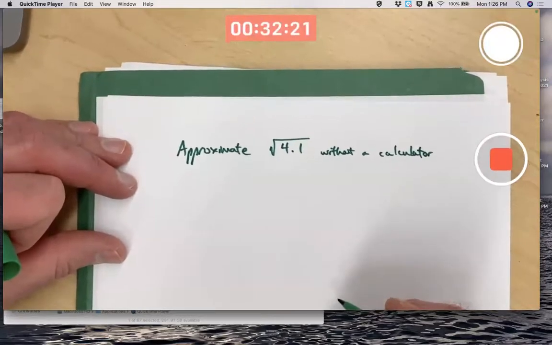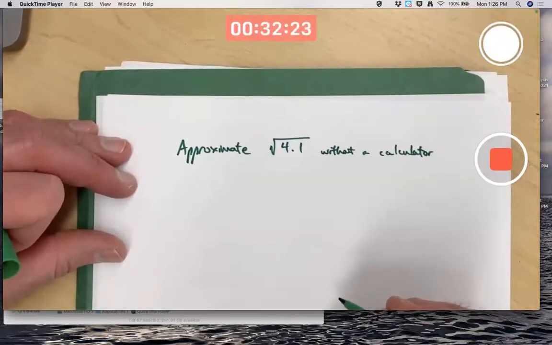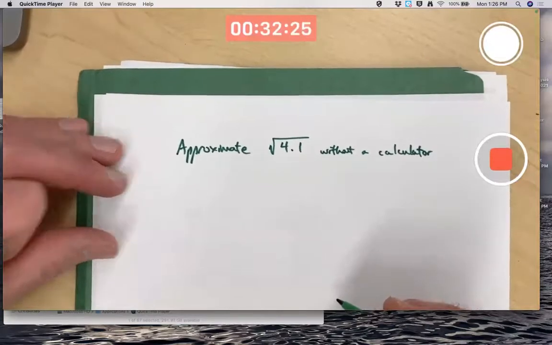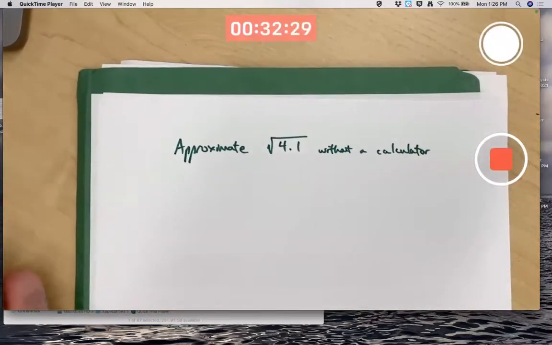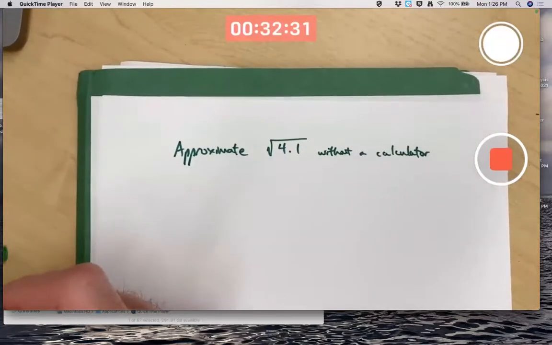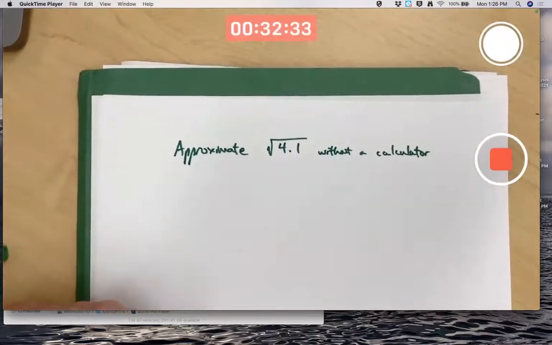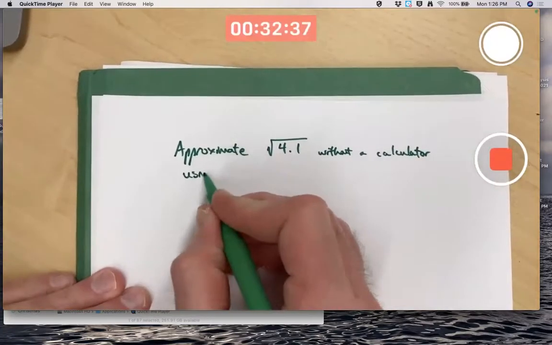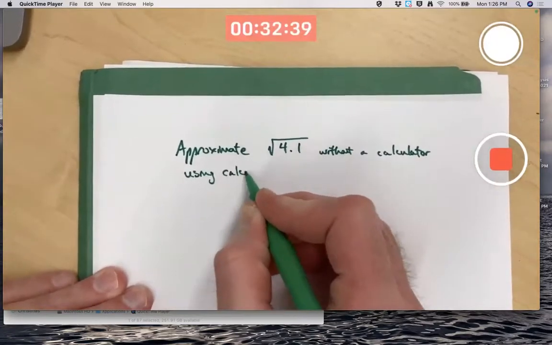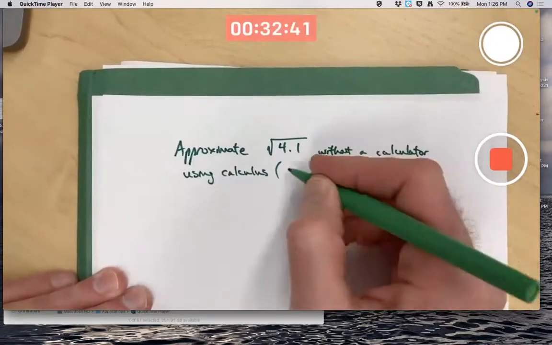Well, obviously the answer should be close to 2. So isn't that all I would need to do? Well, no, we want to go a little bit beyond that. We want to go beyond saying it's approximately 2. We want a little bit better approximation. So I should probably say, using calculus. In other words, a linear approximation.